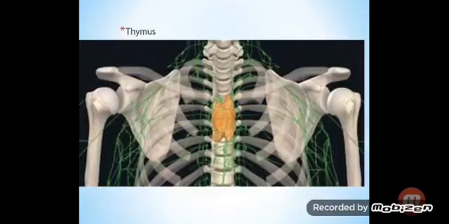What are the structures that are located, the contents of the mediastinum? What are the structures that are located in the mediastinum? We will talk about this one by one. First is the thymus gland.